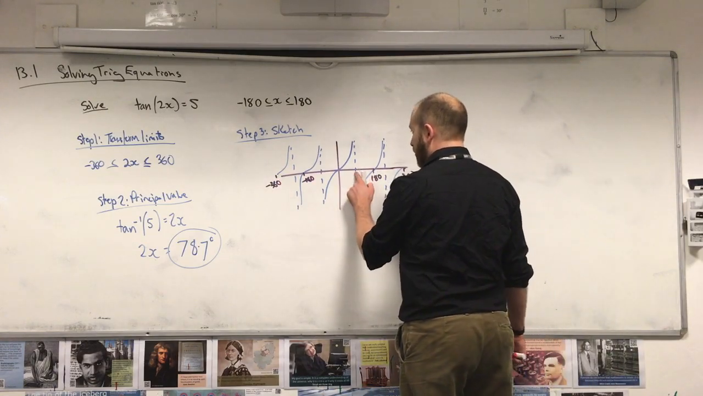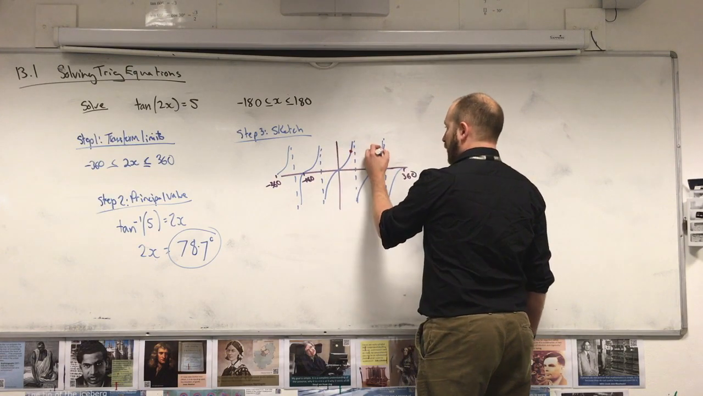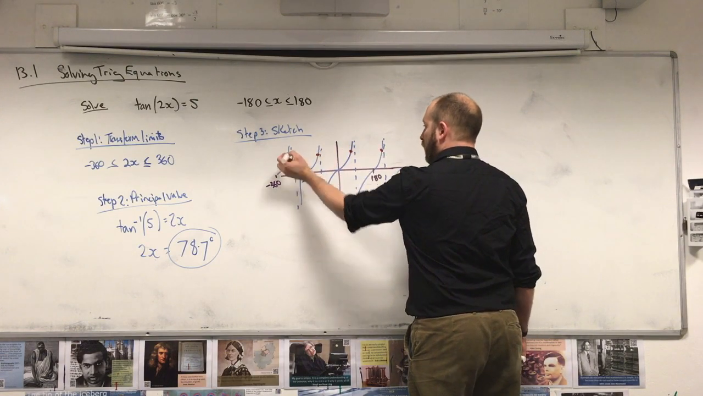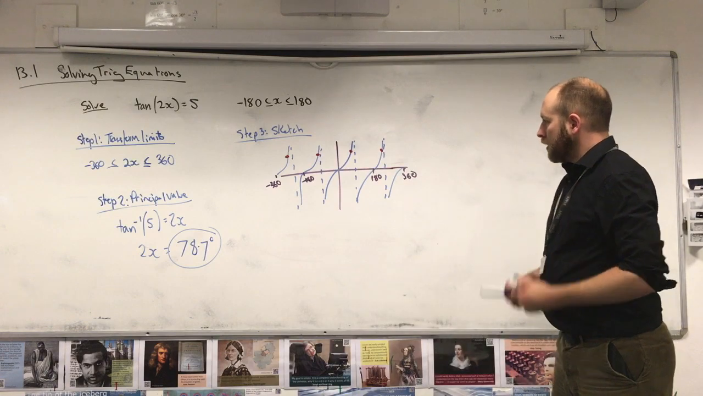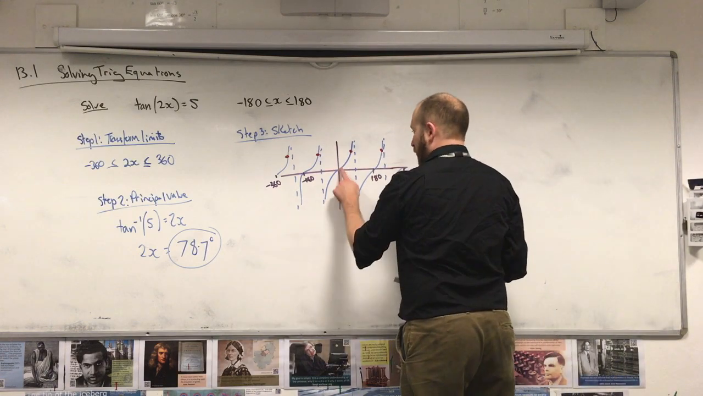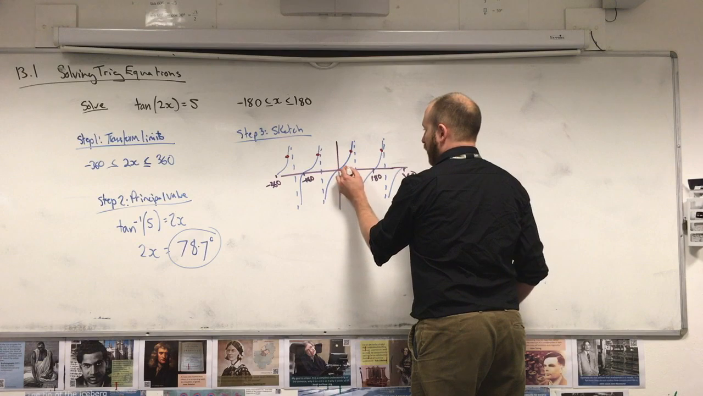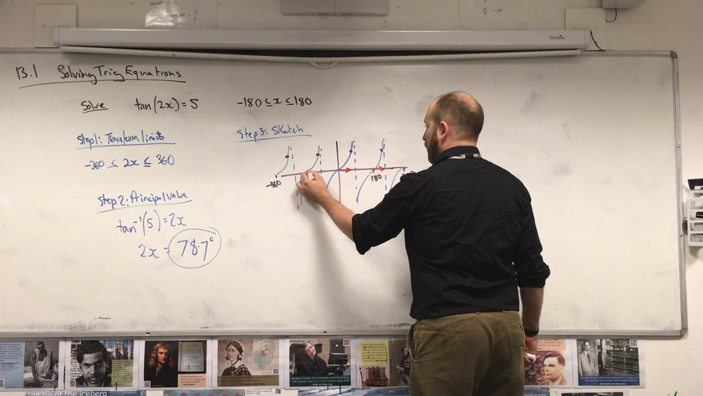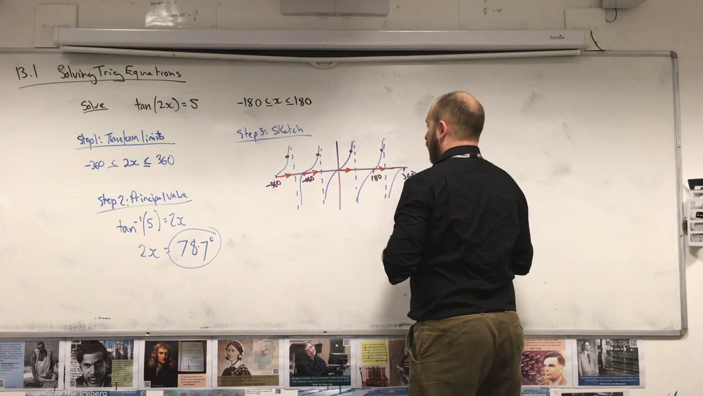So 78. So this is 90, so that's probably about 78 there. So it should be 1, 2, 3 other solutions. And we'll measure 78.7 from where it crosses again. So it's going to be the same each time on these.